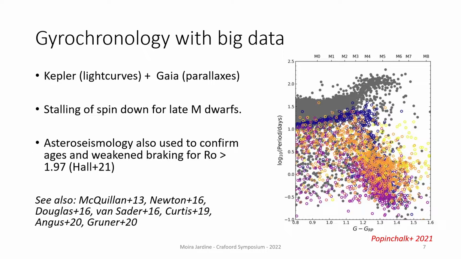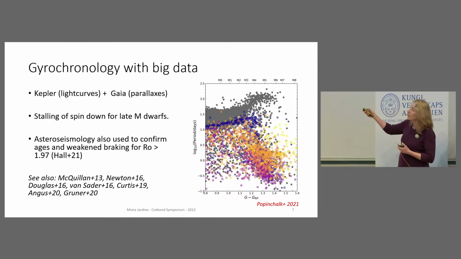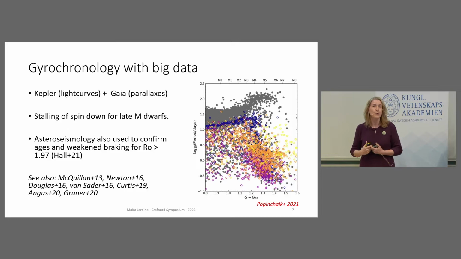It appears that, certainly for M dwarfs, it's very small stars, that their spin down stalls as they get old. It seems that this spin down runs out of juice at late ages. We don't really know why. We also have the different tool of astroseismology to confirm the ages of these stars. And this also suggests that, and here's a bit of technical jargon, I apologize for this, for large Rossby numbers, you can think of that as being slowly rotating older stars, magnetic braking gets a bit weak.